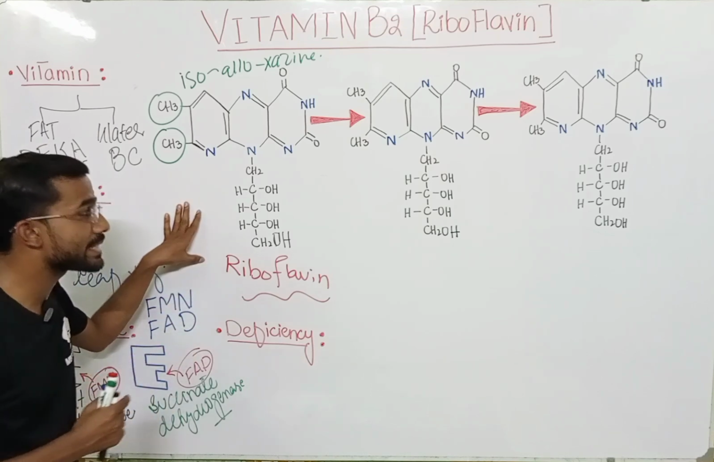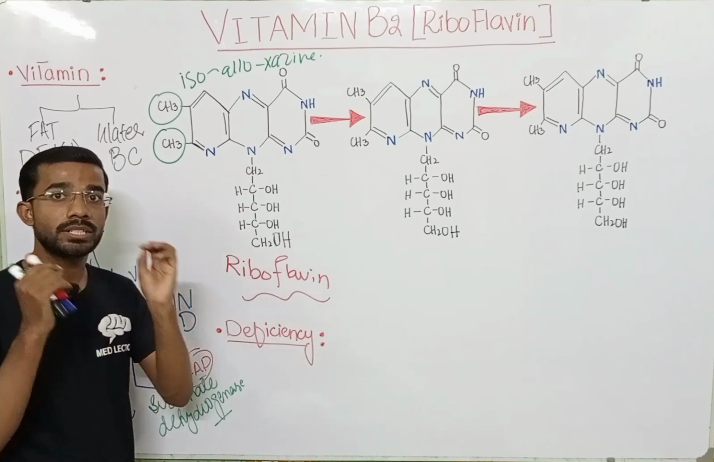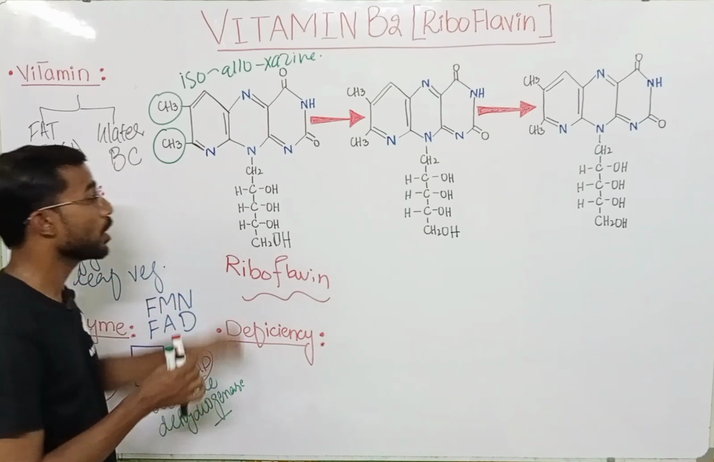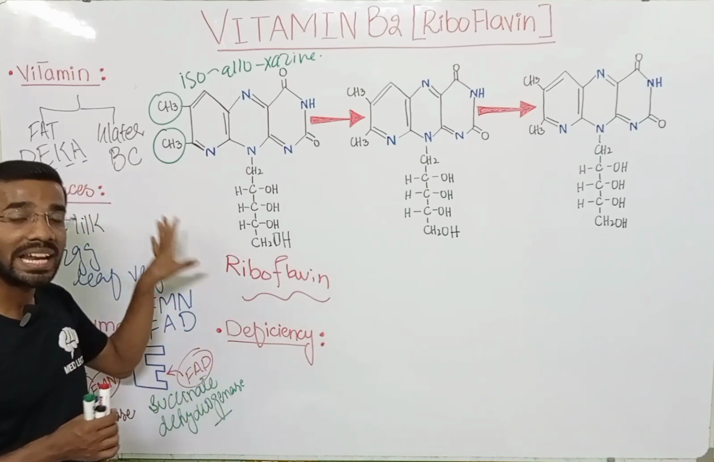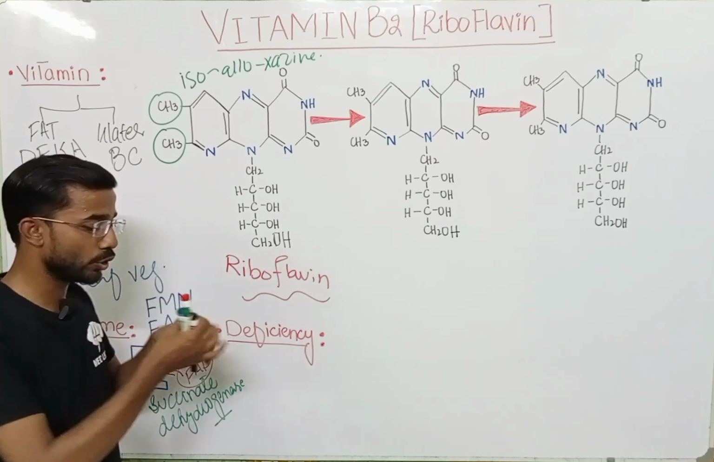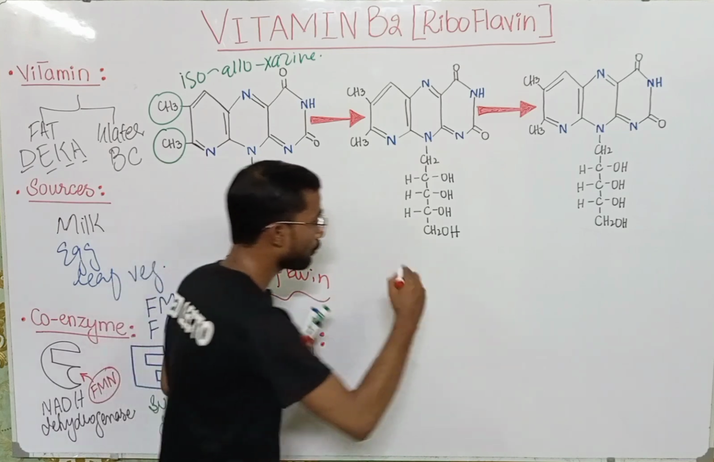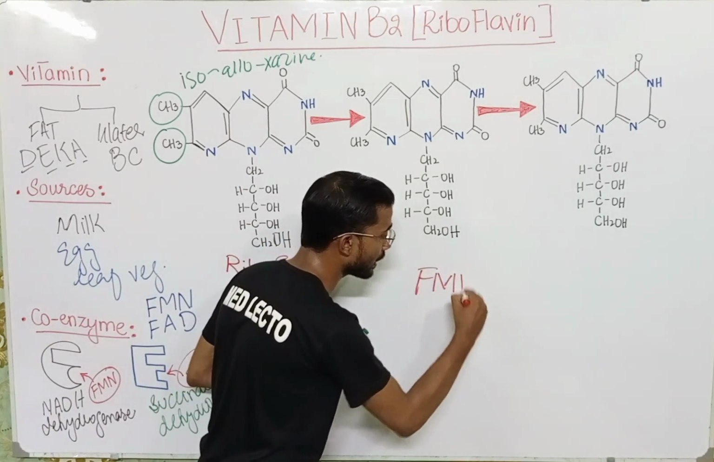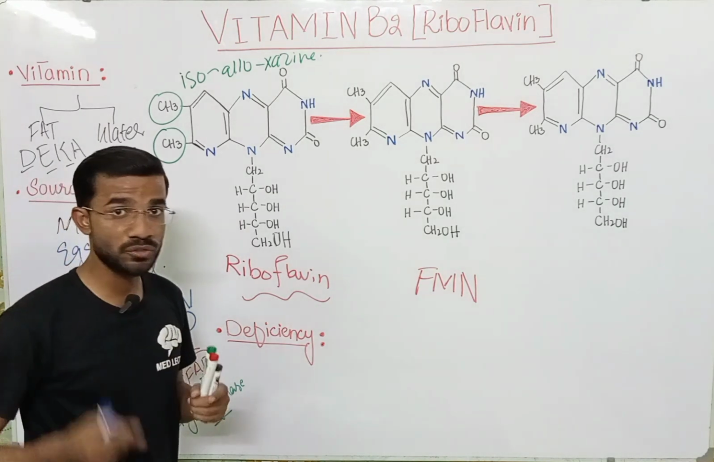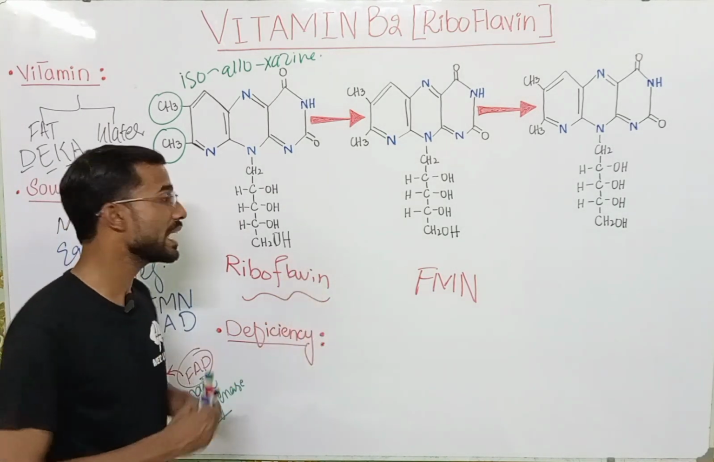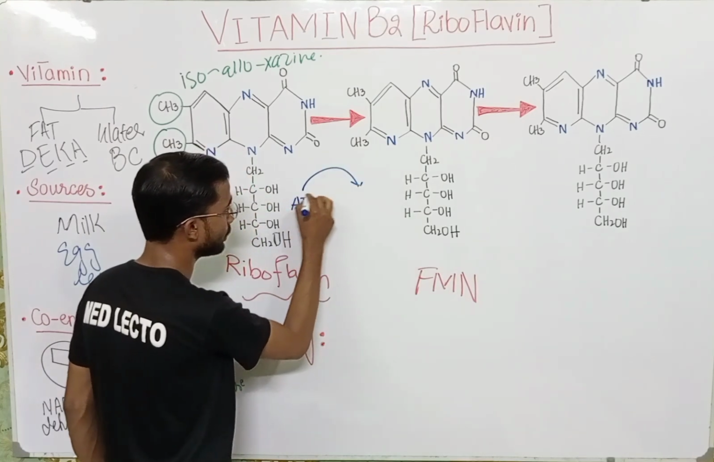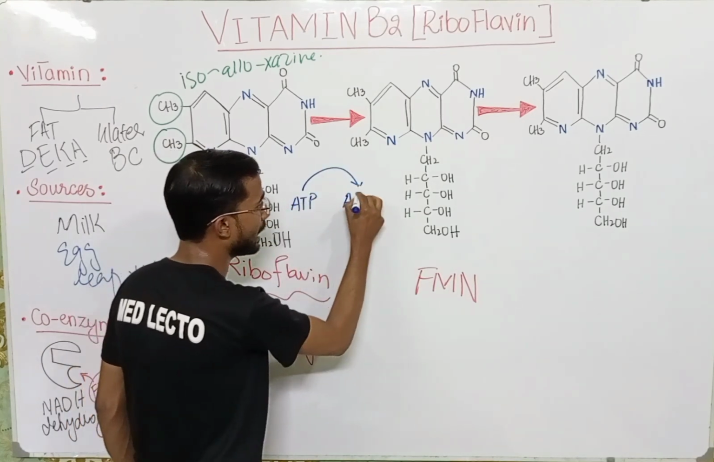Okay, next, if I add just a phosphate group to this riboflavin, then it will convert into flavin mononucleotide. It will become flavin mononucleotide by just adding a phosphate group, and that phosphate group will actually come from the ATP. So if you see, ATP becomes ADP.